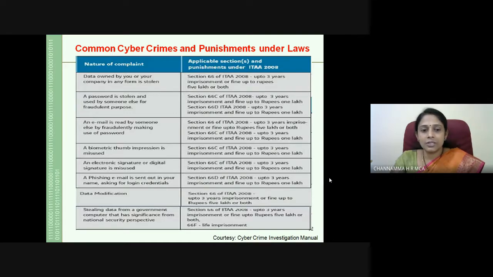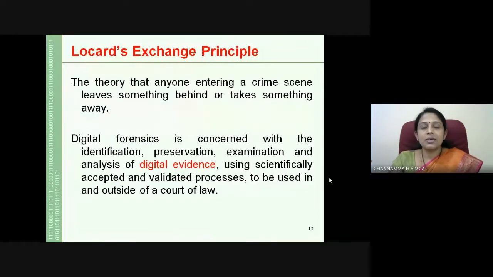And the last one is stealing data from a government computer that has significance from a national security perspective. So this is another crime. Here I have just listed a few of the laws and punishments mentioned in the cyber crime security law. These are some of the laws where, for cyber crimes, the punishment and the fine are going to apply. And how to detect this?